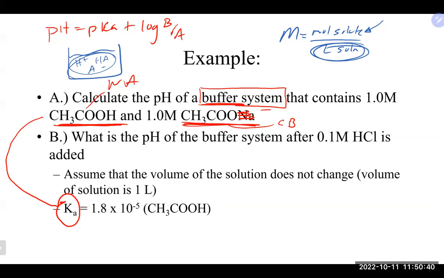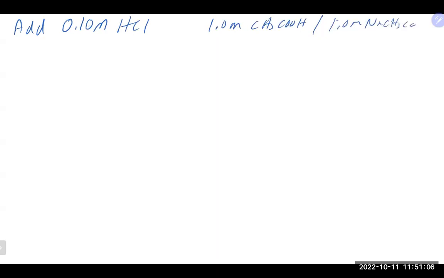So if we look at this here in the second one, we're basically taking the same buffer, but we're adding 0.1 molar HCl to our 1 molar acetic acid, 1 molar sodium acetate buffer. And again, the same Ka applies here, 1.8 times 10 to the minus 5, which means the same pKa value also applies, 4.74.